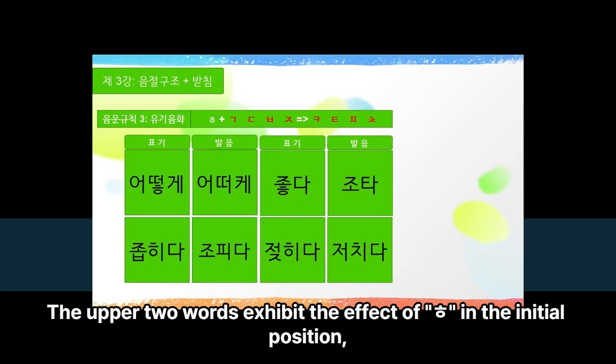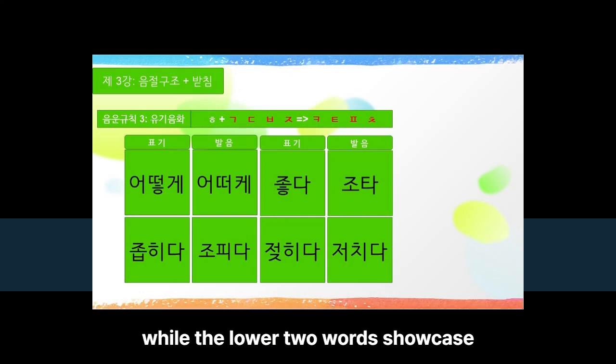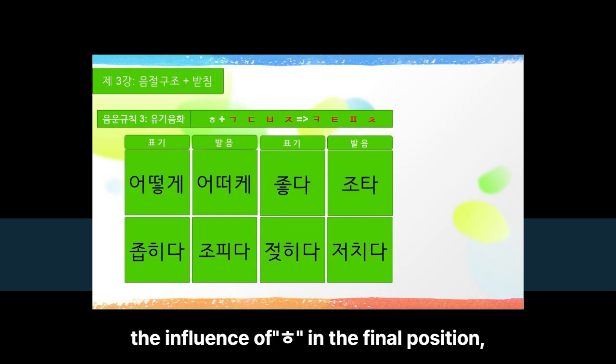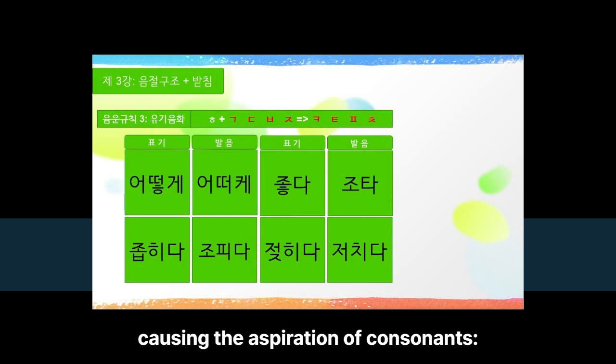The upper 2 words exhibit the effect of hiut in the initial position, while the lower 2 words showcase the influence of hiut in the final position, causing the aspiration of consonants.